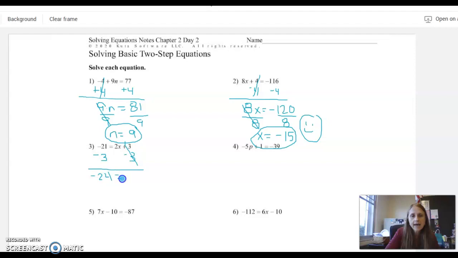Other side, I have 2x. X is not alone yet. X is being multiplied by 2. So to get rid of that multiply by 2, we would divide both sides by 2. So the 2 over 2 cancels. So I have x alone on the right. Remember, it doesn't matter which side you get x alone on. And -24 divided by 2 would give you the -12.